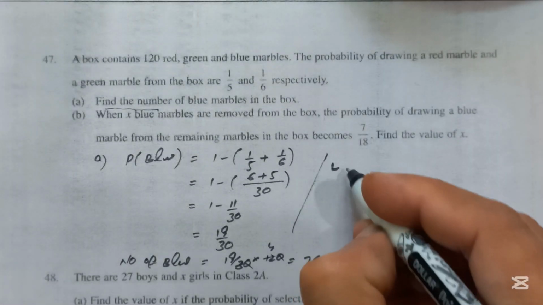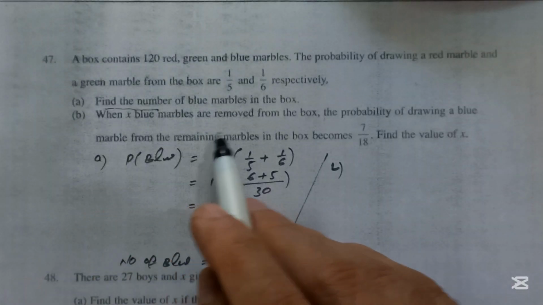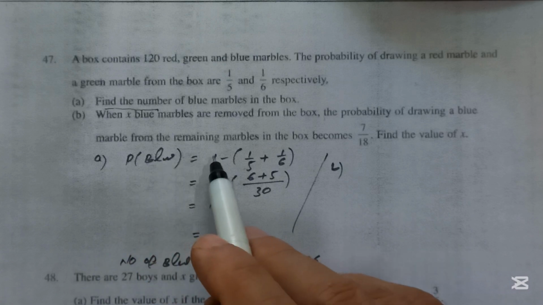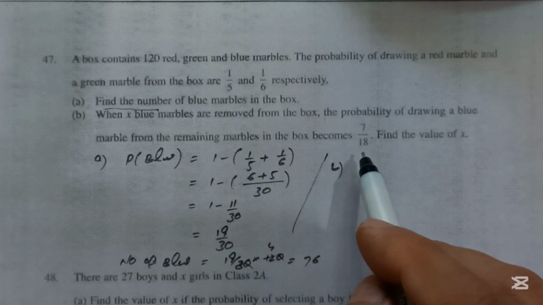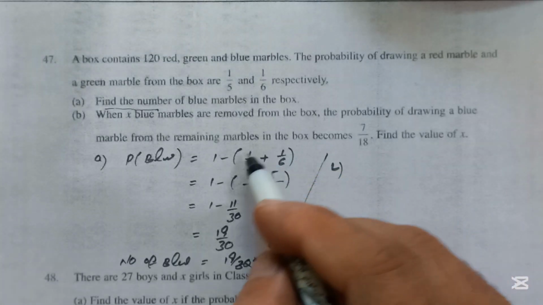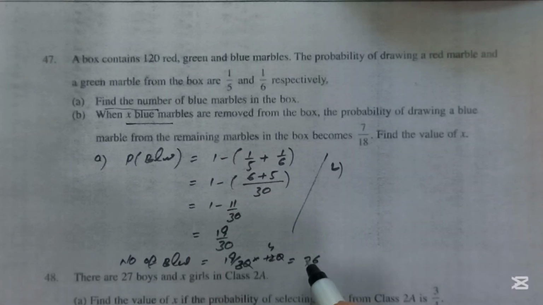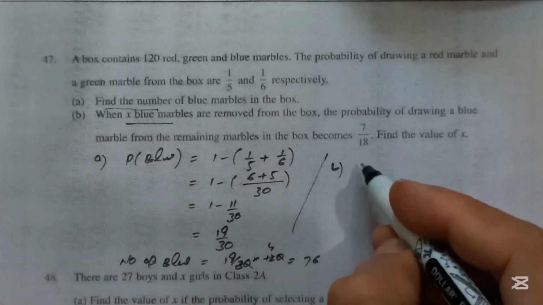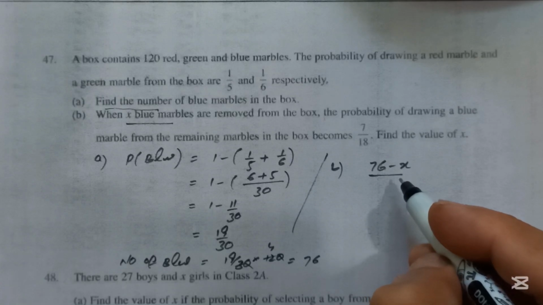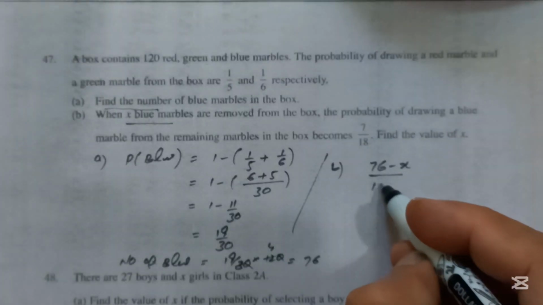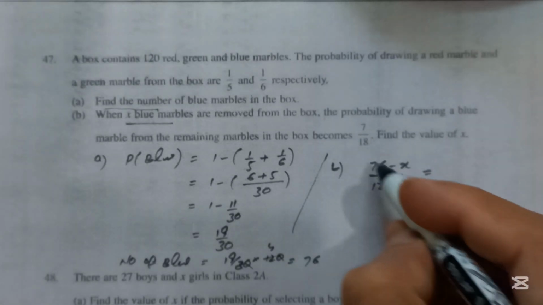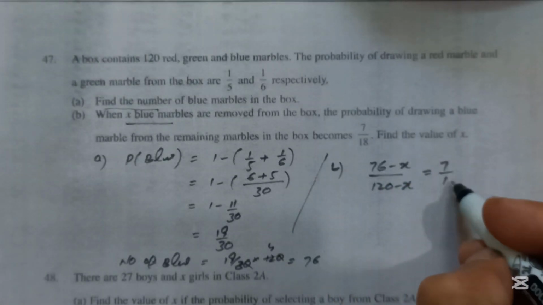Okay, B part is when x blue marbles are removed from the box, the probability of drawing a blue marble from the remaining marbles in the box becomes 7 by 18. Find the value of x. Now when x blue marbles are removed from the box, in total we have 76 blue marbles, so remaining blue marbles will be 76 minus x, and total marbles remaining in the box will be 120 minus x, so favorable over total. So this is the probability which will be equal to 7 by 18.